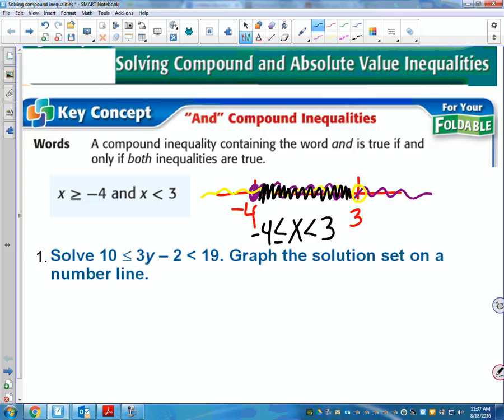So this is how your book's going to give you these. So when you see it all together, that's an and inequality. And you can solve this. So let me see if I can do this. 10 is less than or equal to 3y minus 2, which is less than 19. Remember doing these kind of problems before?